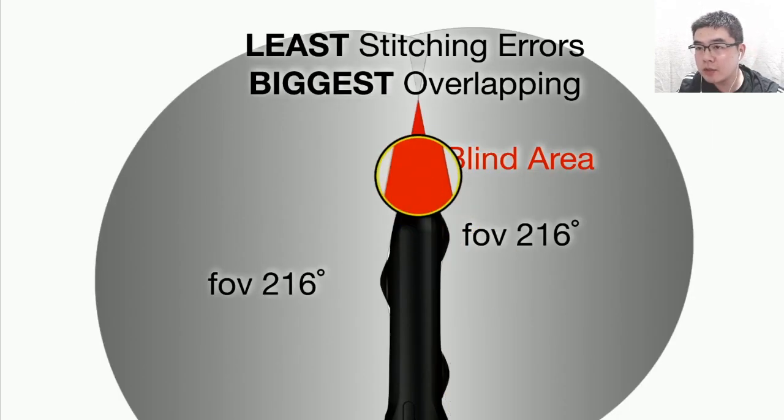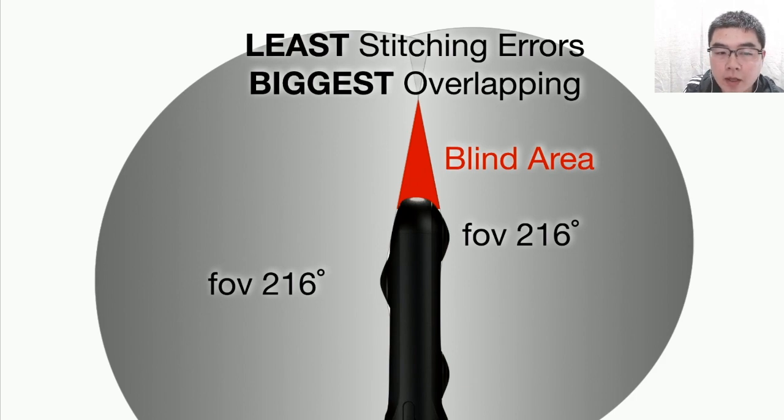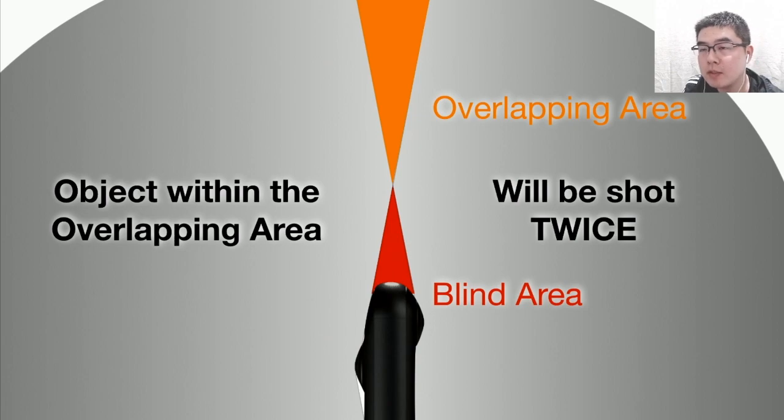You know, this camera has a very giant field of view, and so this blind area, you can see this red triangle, is the blind area. So the QooCam has the least stitching errors, while at the same time this camera has the biggest overlapping. So that will make this camera perfect to shoot in super tiny little spaces, right?